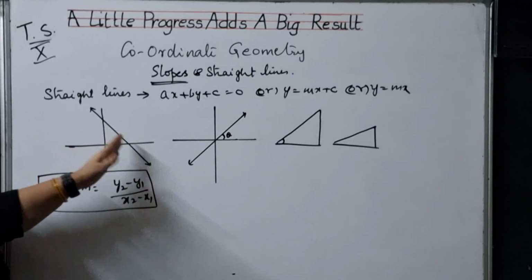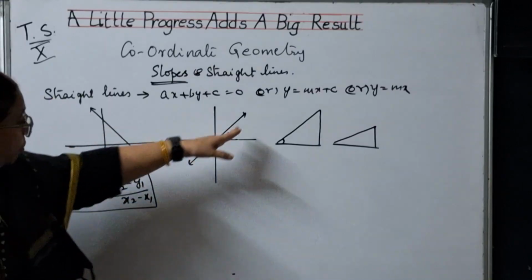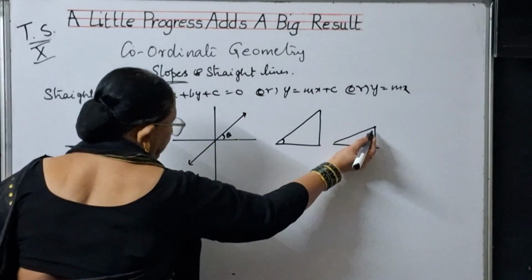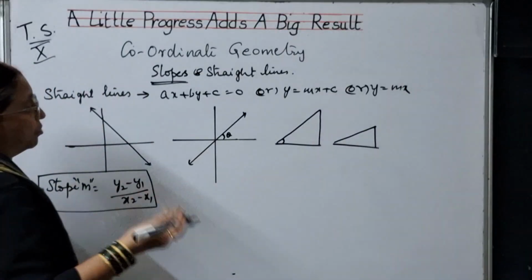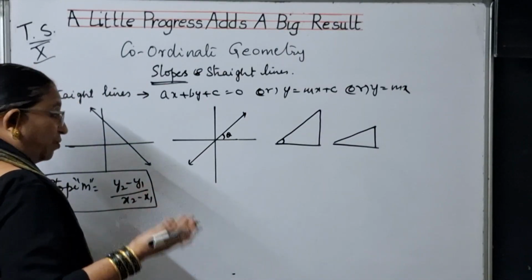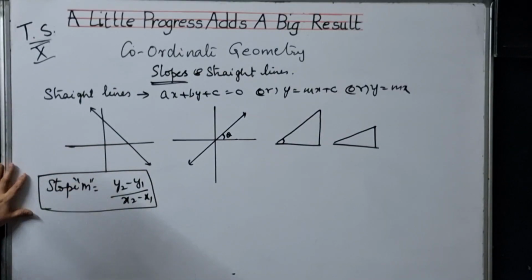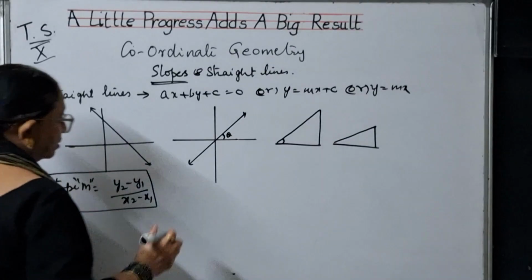The meaning of slope is how much slope the line is making, either here or here. Whether the slope is more or less, what is the value of the slope? To determine that, the formula that we use here in coordinate geometry is m is equal to y2 minus y1 by x2 minus x1.